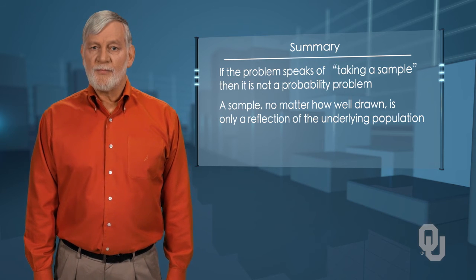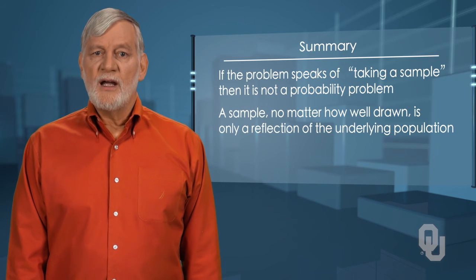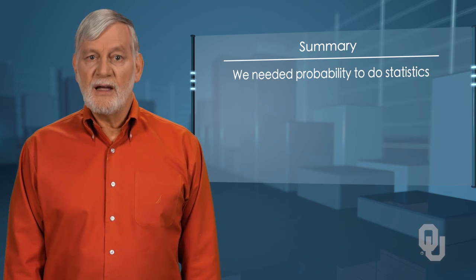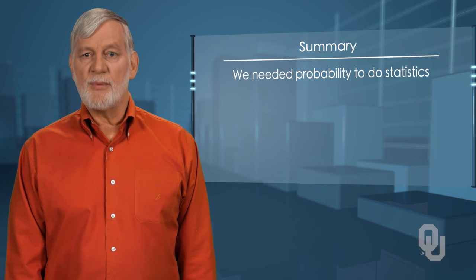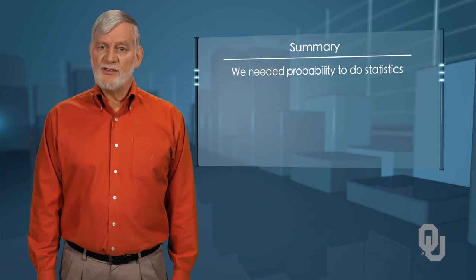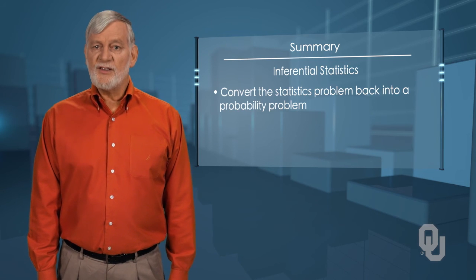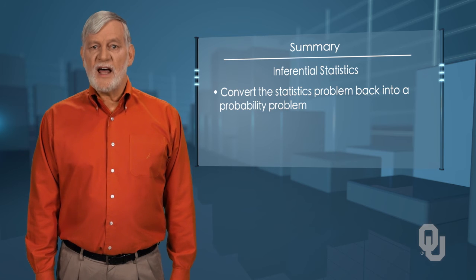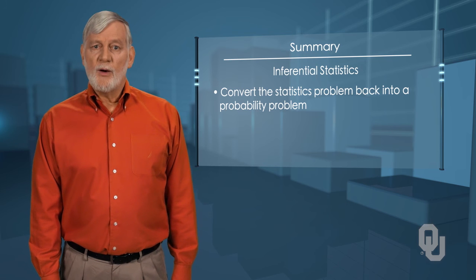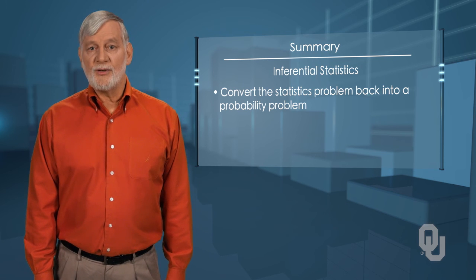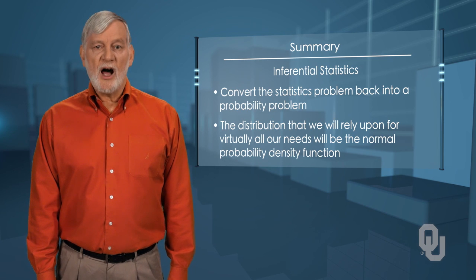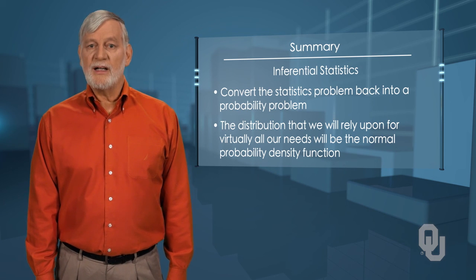from which they came. And it is now time for me to be true to my promise that we needed probability to do statistics. Inferential statistics relies upon the probability rules and distributions we have just studied. In inferential statistics, we will convert the statistics problem, where we know only the slightest about the population data, back into a probability problem, where we know all there is to know about the underlying distribution. And spoiler alert, the distribution that we rely upon for virtually all of our needs will be the normal probability density function.